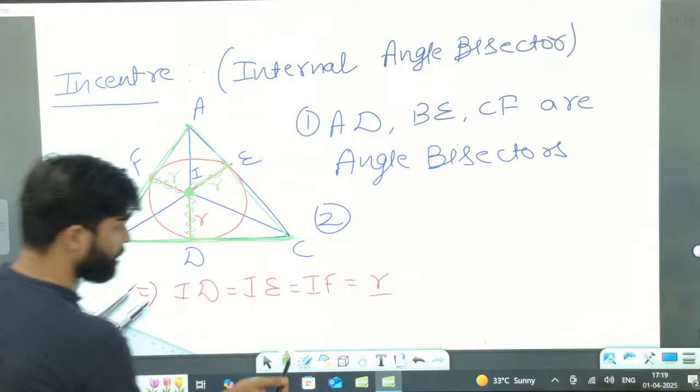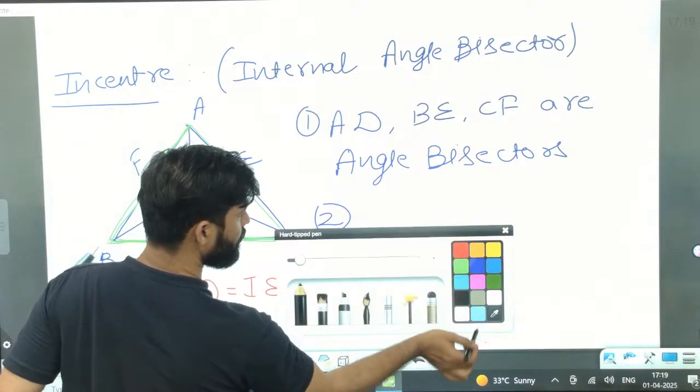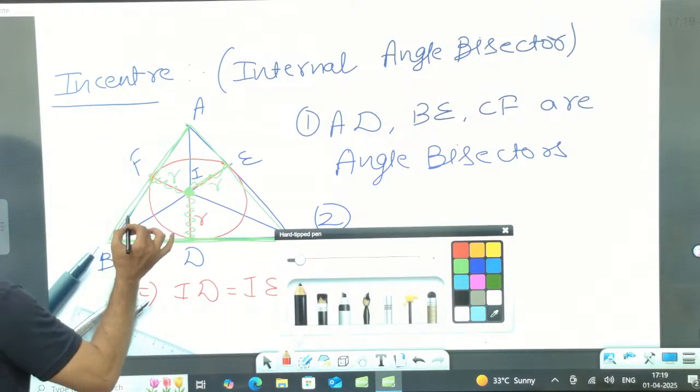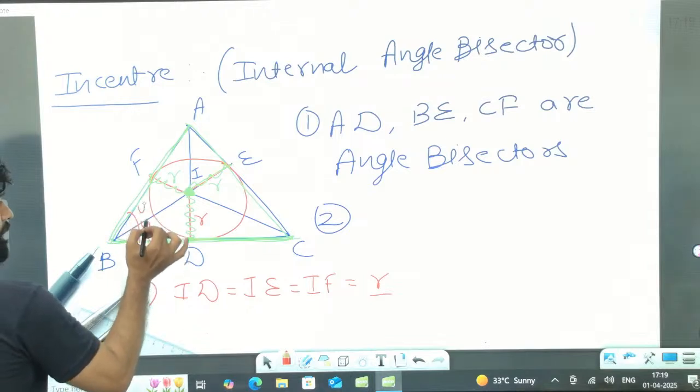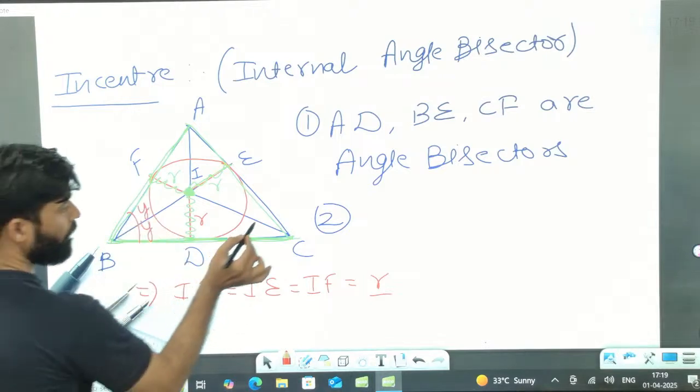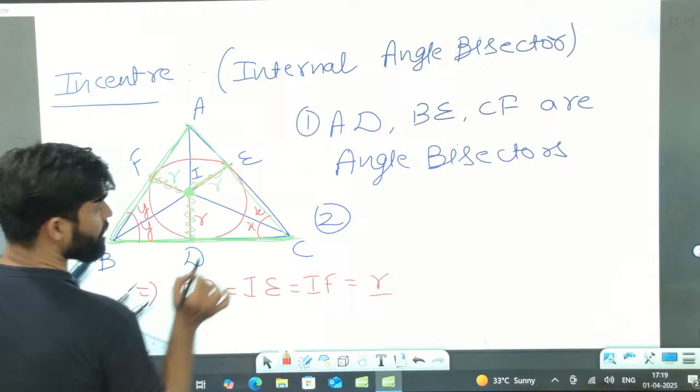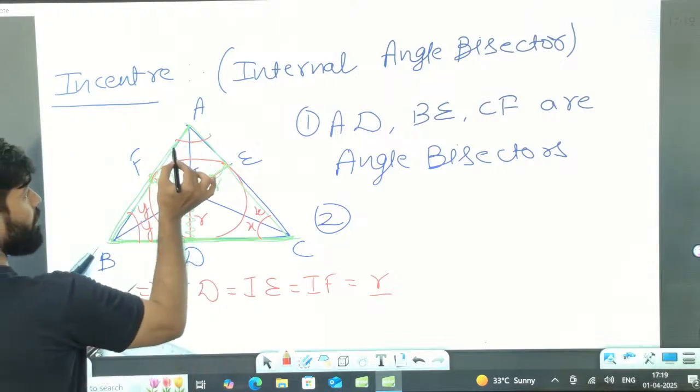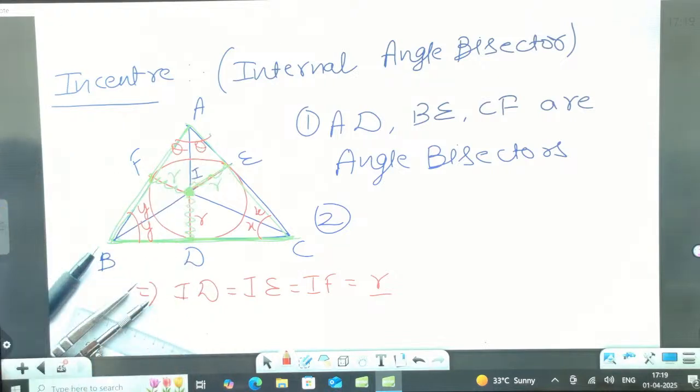If I say this angle is y, so this angle has to be y or not? If this angle is x, this angle has to be x or not? If this angle is theta, this angle has to be theta. Okay, any problem in this? Tell me, any problem? No problem. Okay, let's move to the next question.